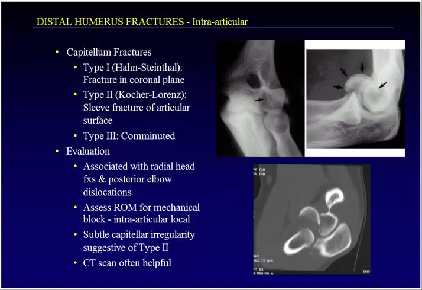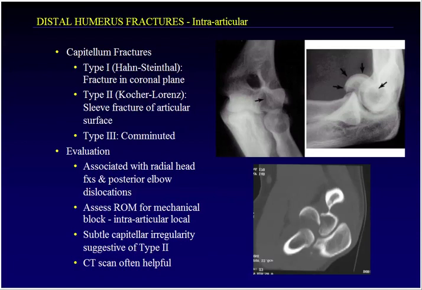Capitellum fractures are quite rare, but they can be significant. They're divided into types 1, 2, and 3, as you see here. I doubt that you would ever be tested on recognizing those different or classifying them. But it's important to recognize them. They're frequently associated with radial head fractures and posterior dislocations of the elbow. You must assess the range of motion for a possible mechanical block. A displaced capitellar fracture can actually function as a mechanical block to elbow flexion.